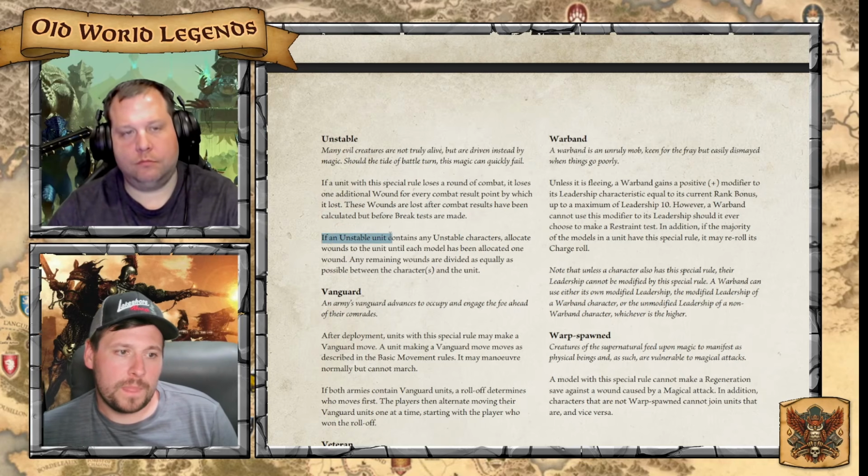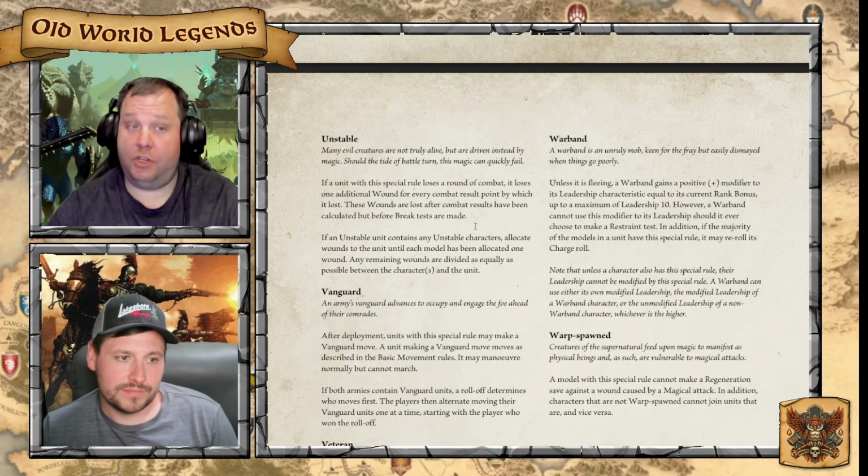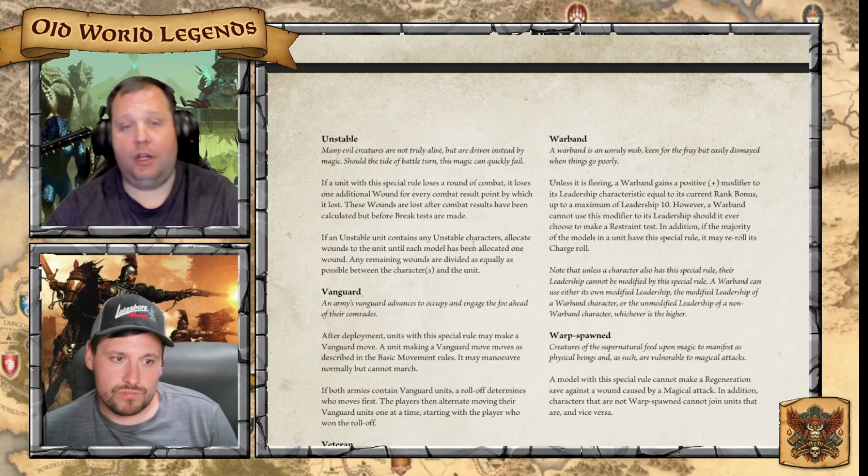If it contains any unstable characters, allocate wounds to the unit first before anyone else, and then they're divided equally between characters in the unit. So this is how you generally get rid of Necrosphinxes, because you just try to say, "Aha! You only got 2 wounds on me, and now you just crumble to dust." Certainly, especially with the new infantry rules where they have a lot more combat resolution. The Necrosphinx has less combat resolution because it's not going to get its close order benefit anymore.